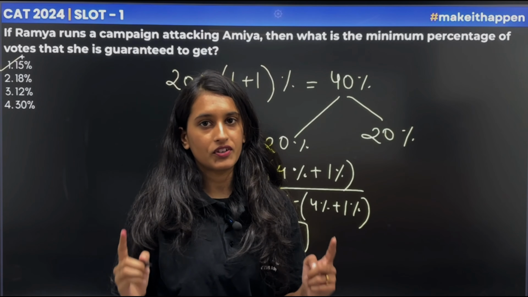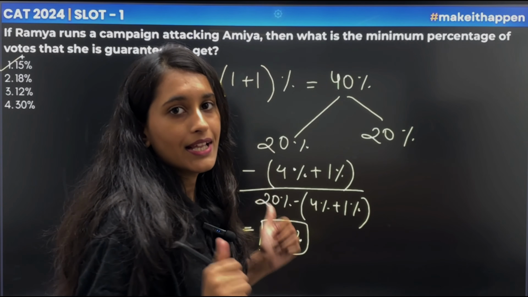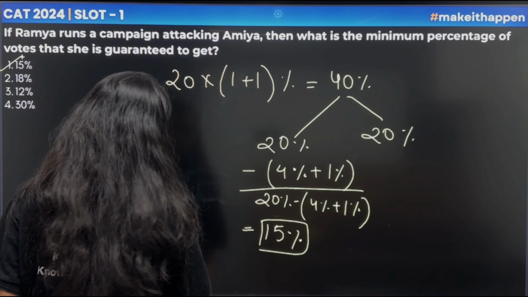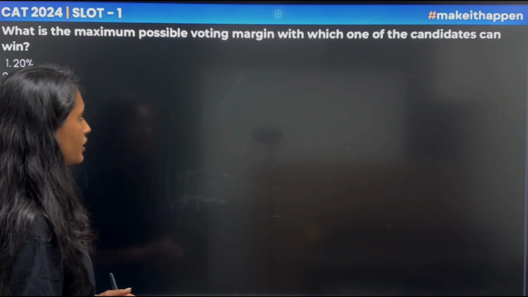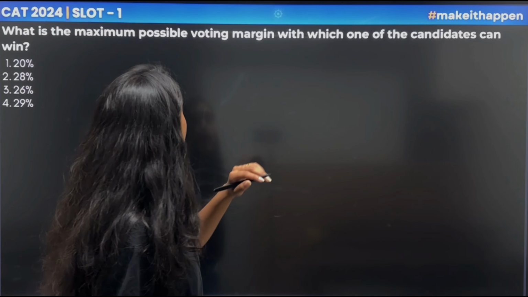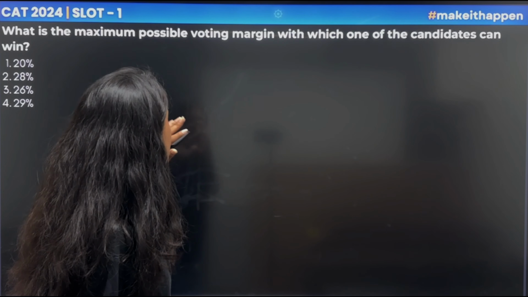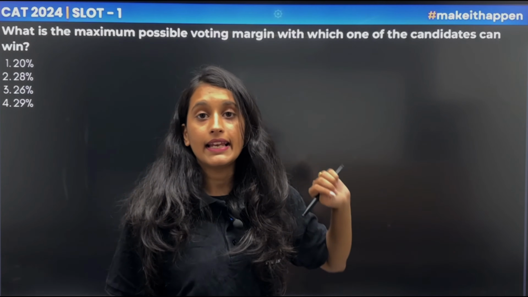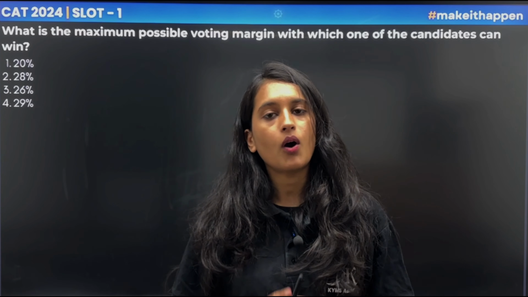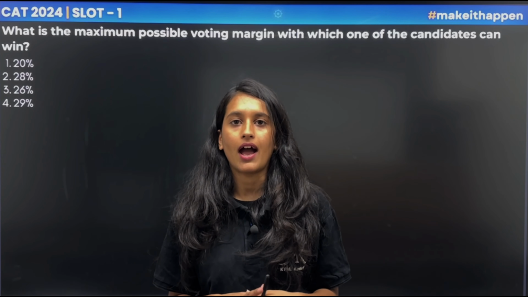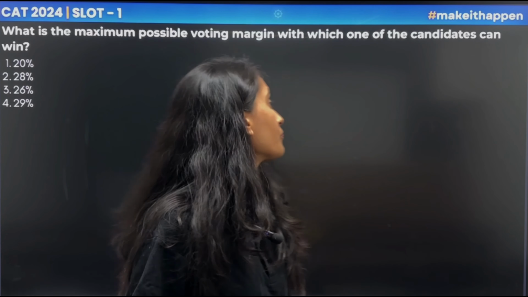I hope this question is clear to you. Now let's move on to the next question. What is the maximum possible voting margin with which one of the candidates can win? Maximum possible voting margin is asked, but for one candidate. That means one candidate has to be a vigorous one and the other would have to be a staid one.